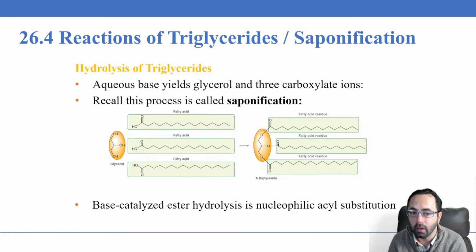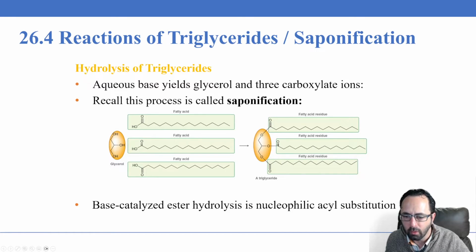We can also hydrolyze triglycerides, and so we can react with an aqueous acid or base. If we react with a base, we're going to get a so-called saponification reaction. It's going to produce the salt of a fatty acid. That's what soap is. Soap is the salt of a fatty acid. And so if we react with base, we can hydrolyze this and reverse this reaction and get the glycerol and the fatty acids. The base-catalyzed hydrolysis is a nucleophilic acyl substitution.